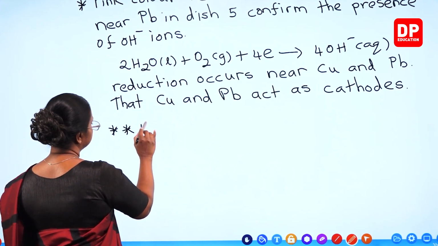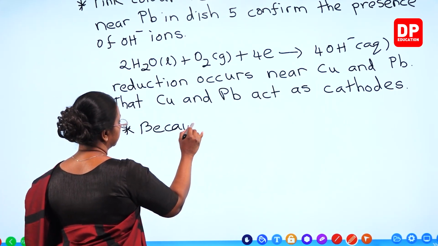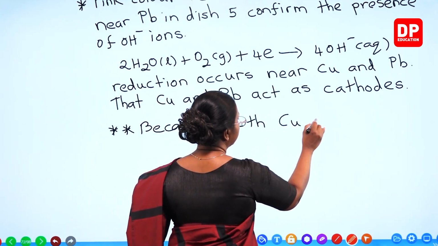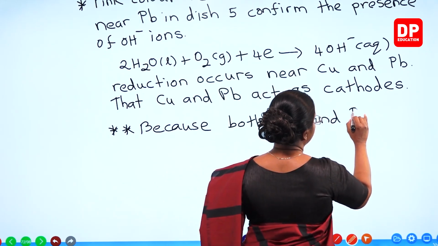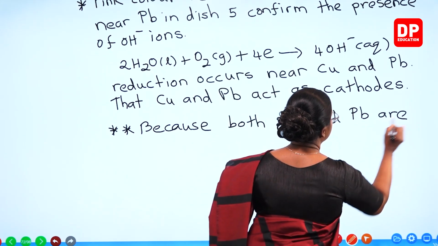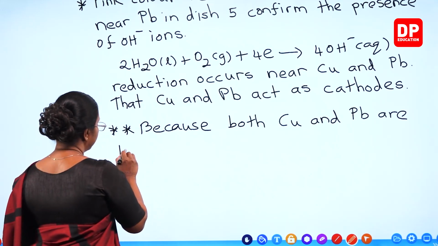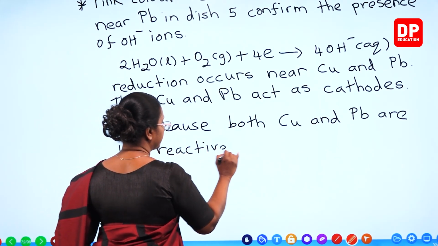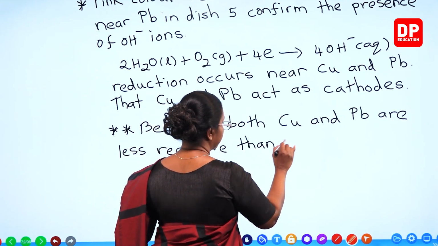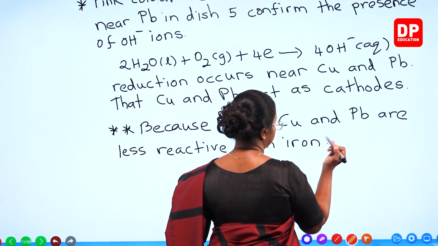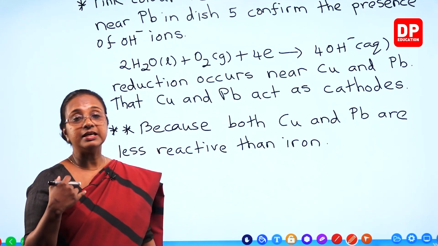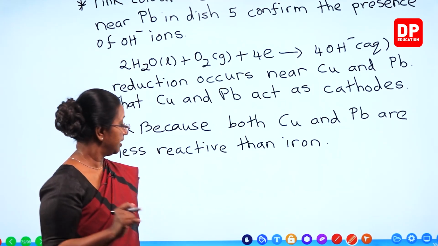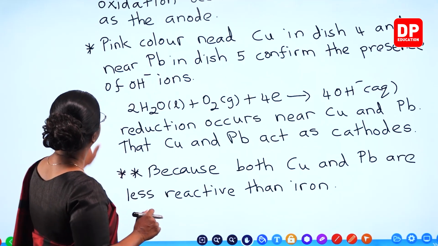Because both copper and lead are less reactive than iron. They are below iron in the activity series. So that is what you need to understand here.